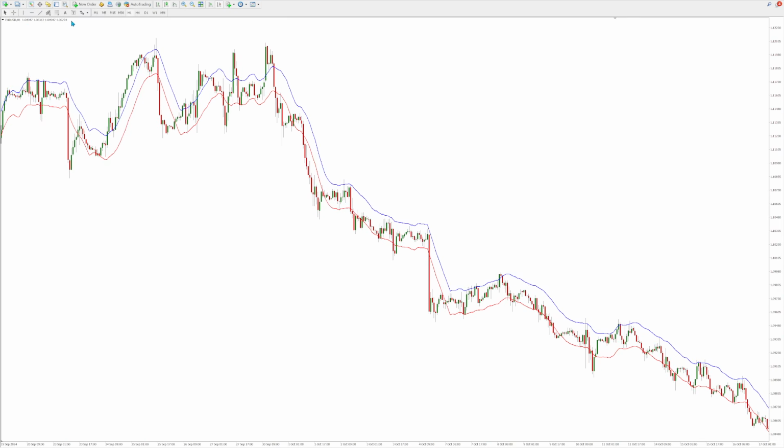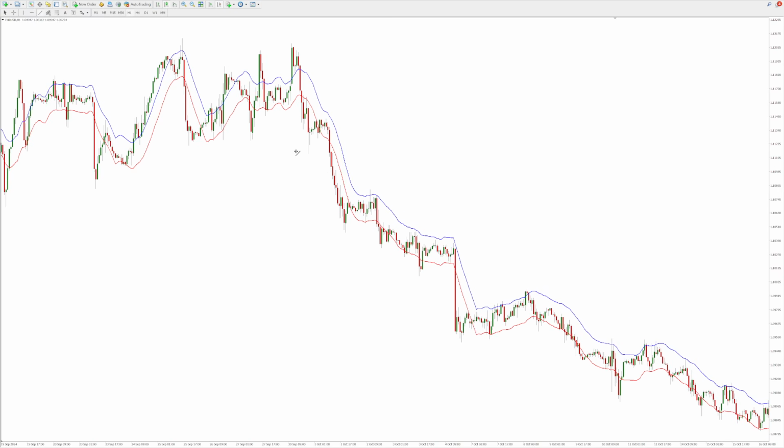So this is the 1 hour euro dollar chart. You can use this strategy on any chart time frame. I just prefer the higher chart time frames as I find the signals tend to be more reliable, simply because there's more price data included within the higher chart time frame. So 1 hour, 4 hour, daily, weekly, monthly. And you can use it on any trading instruments, so Forex, cryptos, commodities, stocks, indices, etc.